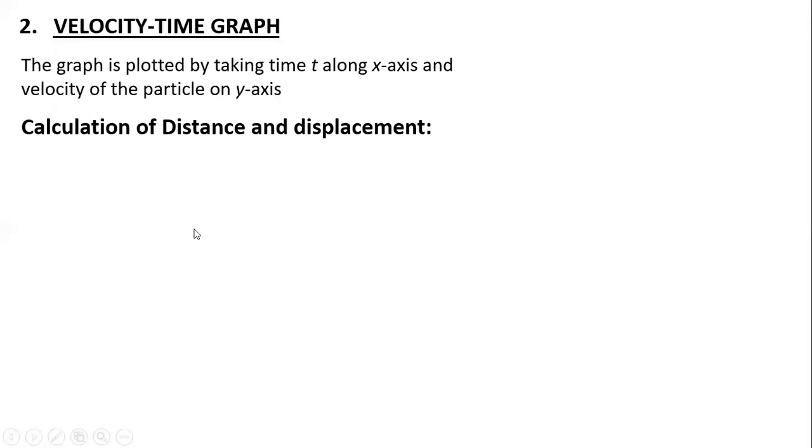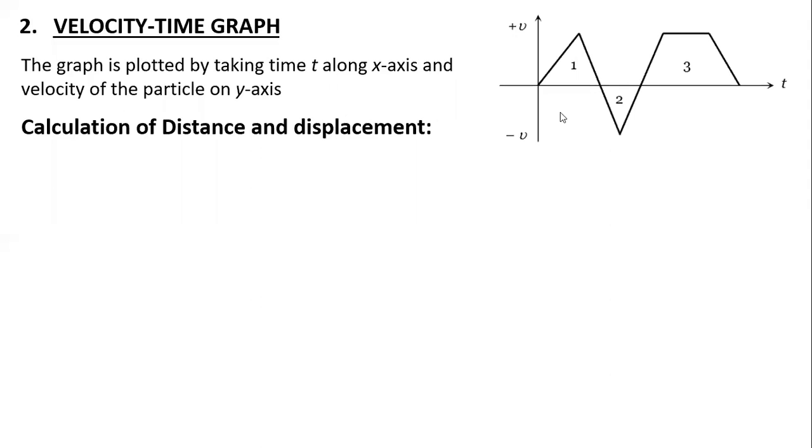So first, how to calculate the distance and displacement. There are two things: there is distance also and displacement also from a velocity time graph. It's not only the displacement. So I'm taking an example of a simple velocity time graph where the velocity is increasing, then decreasing and becoming negative, increasing, then constant, then again decreasing. So some type of curve is given.